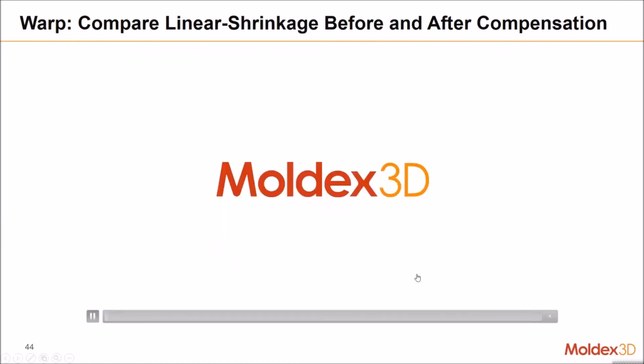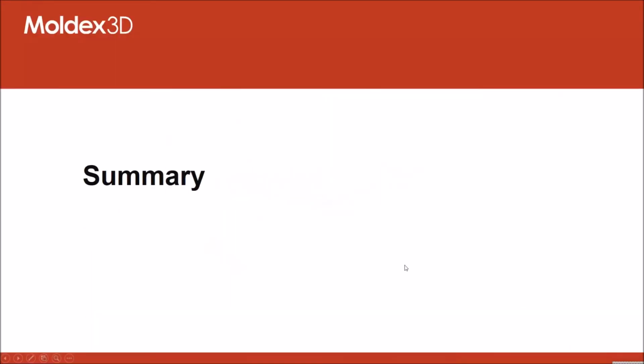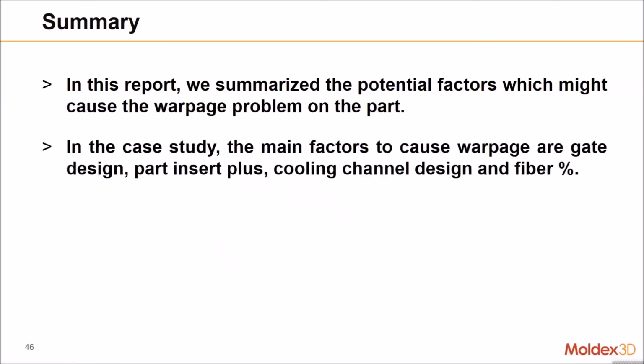Okay, so summary. In this report, we summarize the potential factors which might cause the warpage problem on the part. And in the case study, the main factors causing warpage are the gate design, part insert, cooling channel design, and the fiber percentage.